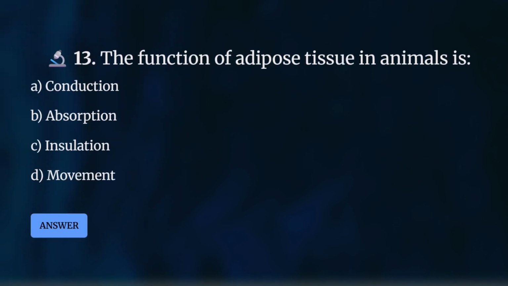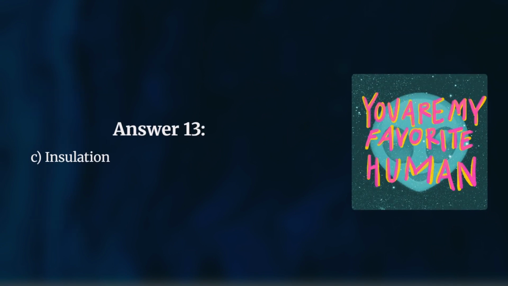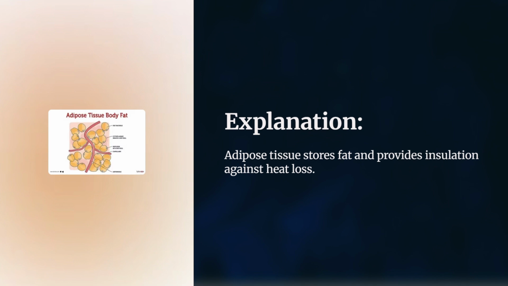Moving on to question number 13. The function of adipose tissue in animals is? Options are A. Conduction, B. Absorption, C. Insulation, and D. Movement. So the adipose tissue is responsible for insulation. Adipose tissue stores fat and provides insulation against heat loss.